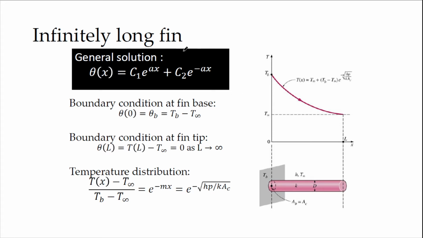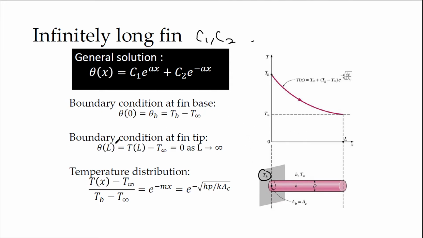So we are going to look at the infinitely long fin. Remember that from the general second order ODE, we solve and get this equation. Remember that I only mentioned that we want to find what your C1 and your C2 are. In the case of an infinitely long fin, the first boundary condition is theta B, your base temperature minus the ambient temperature.